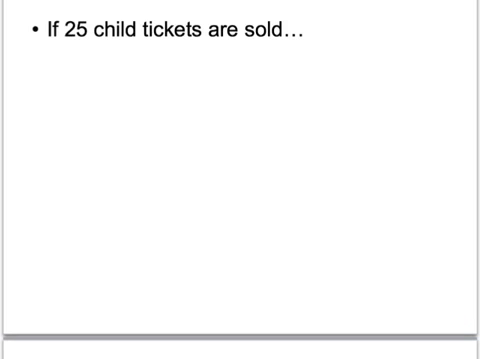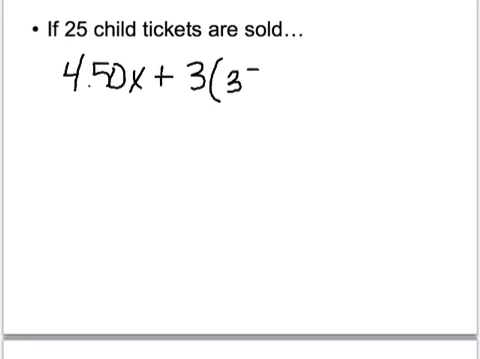If 25 child tickets are sold was the last part of the problem. I'll read it to you. If 25 child tickets are sold, how many adult tickets must be sold to cover the expenses? So it was $4.50 times adults plus $3 times children.